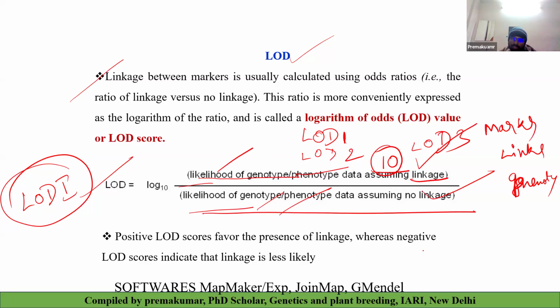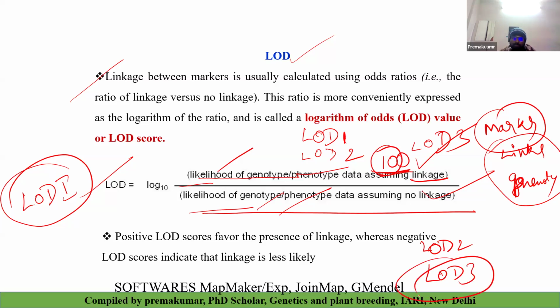LOD 1 means a 10 times probability, LOD 2 means 100 times the probability that a marker is linked with your phenotype, and LOD 3 means 1000 times the probability that the marker is linked with the genotype, compared to no linkage.